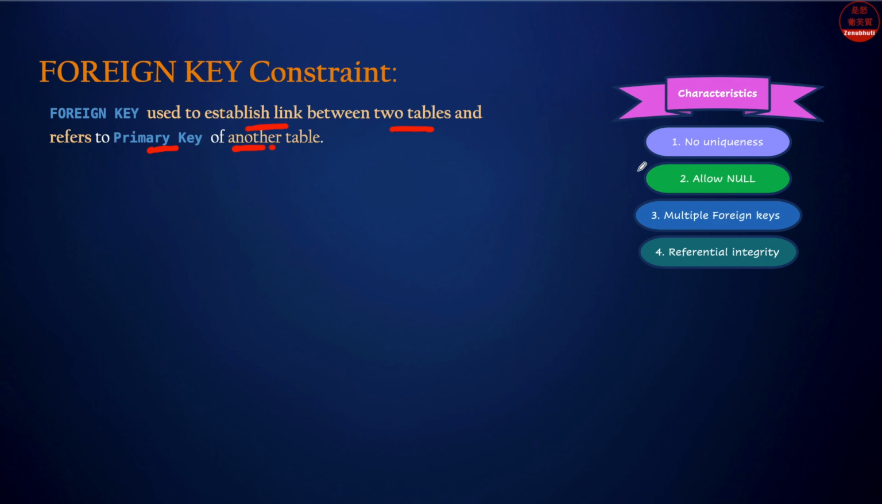So when you declare a foreign key on a certain column, then that column cannot be required to have unique values. What does that mean? It can have duplicate values. Also, null values are allowed there. Then you can have multiple foreign keys. And the fourth one is referential integrity.